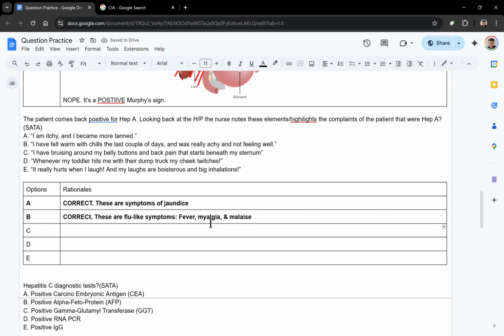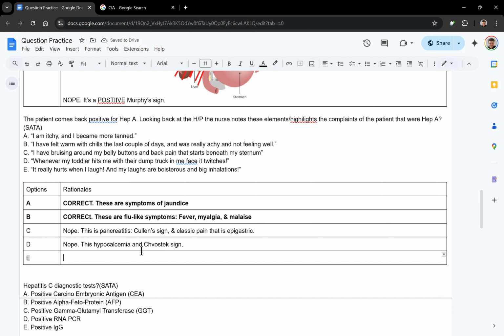And then I have bruising on my belly. This is incorrect. They have belly button bruising, what's it called? Good question. Technical difficulties. Cullen sign. That's Cullen sign, and classic pain that is epigastric. And then D, whenever my toddler hits me with their truck in my face, it twitches. So nope, this is pancreatitis. This is hypocalcemia, and Chvostek's sign.